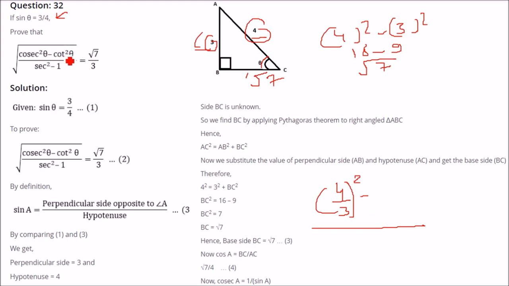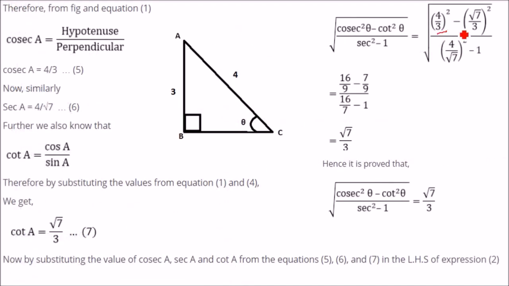Cot square theta is, see, cot theta is base by perpendicular. So what is base? Root 7, perpendicular is 3. So root 7 by 3 whole square. I'll take the root later. Then sec square theta. Sec is hypotenuse by base. Hypotenuse is 4, base is root 7. 4 by root 7 whole square, minus 1. So this is 4 by 3 whole square minus root 7 by 3 whole square, and 4 by root 7 whole square. This is 16 by 9. This is 7 by 9. This is 16 by 7, since under root 7 whole square is 7. And this is 1.